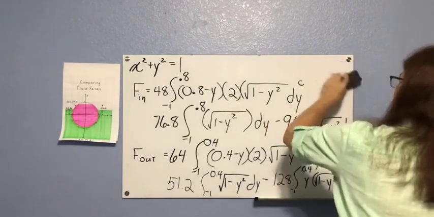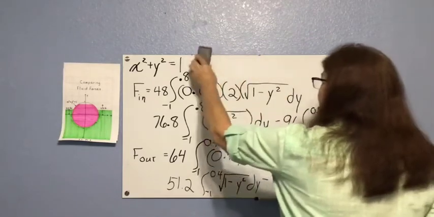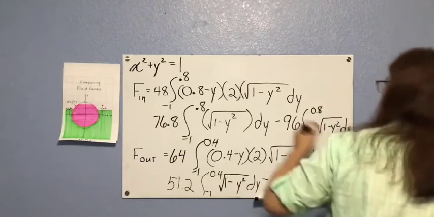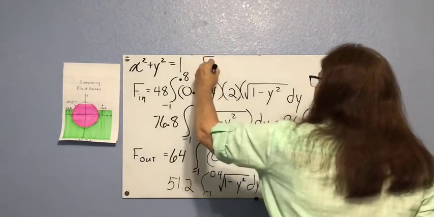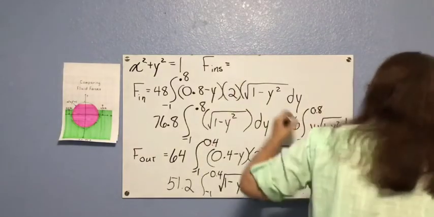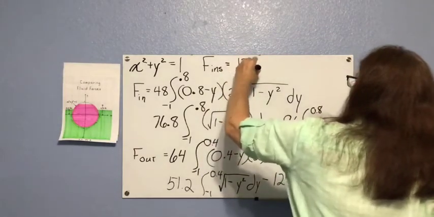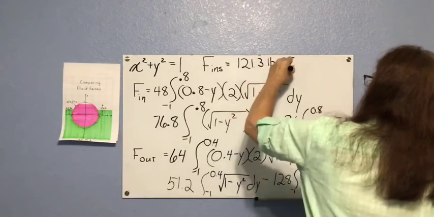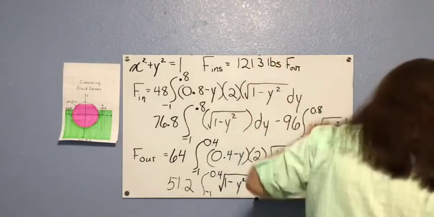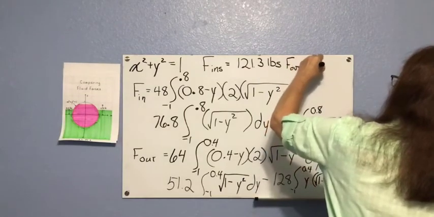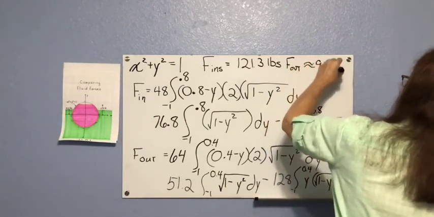Okay, when we complete our details of integration, we find that the force inside is 121.3 pounds, and the force on the outside is approximately 93 pounds.